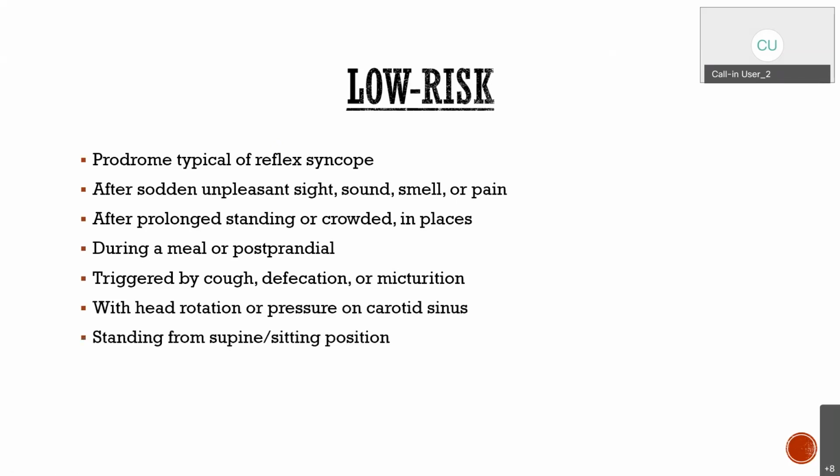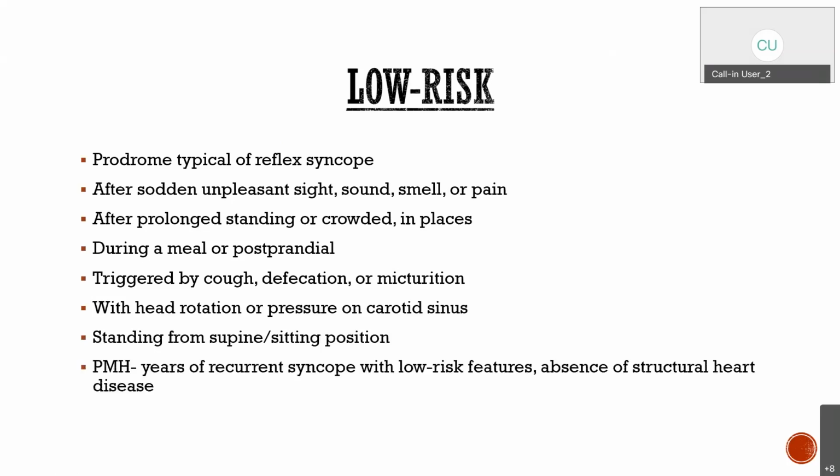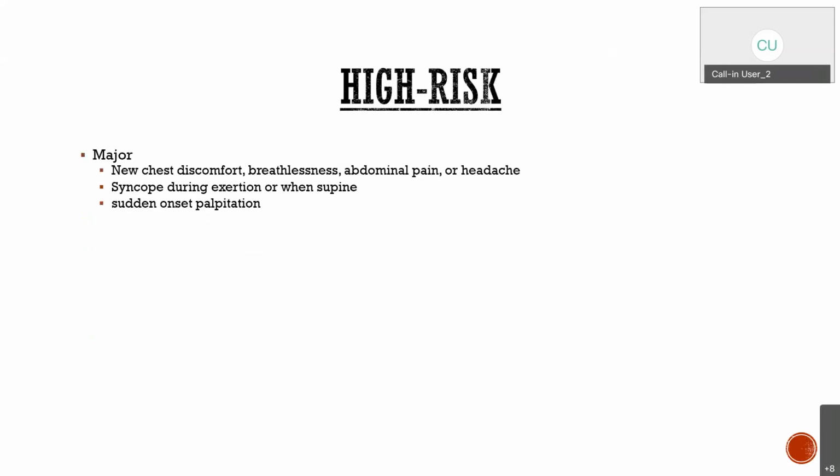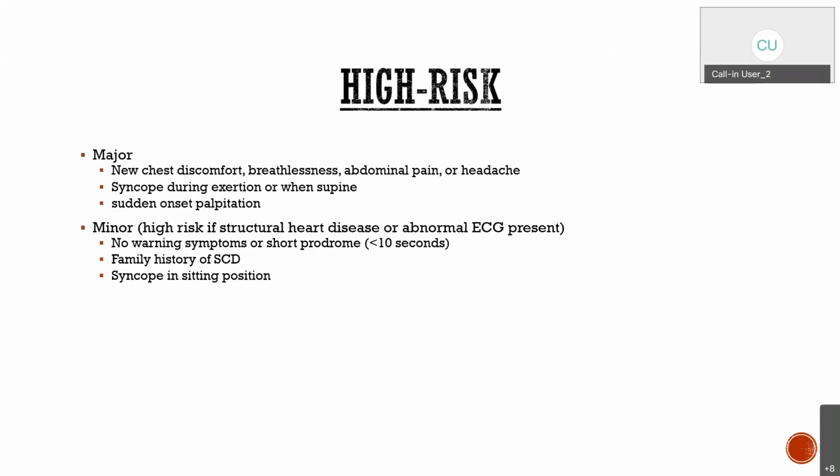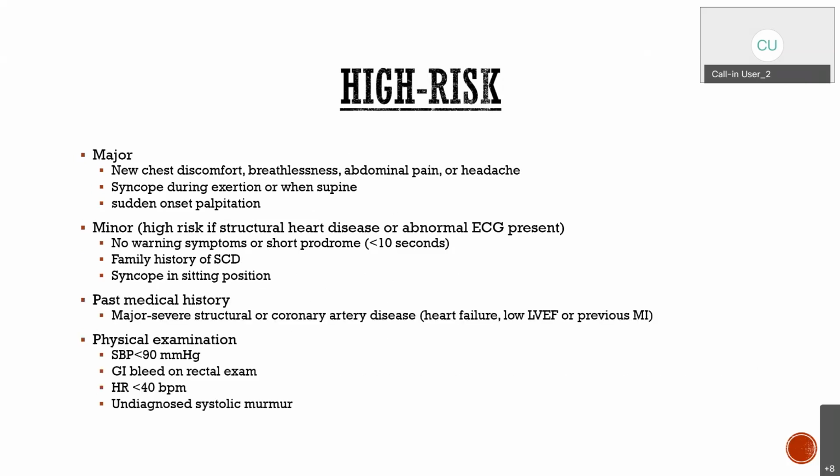High risk, on the other hand, are the people that come in with a very specific presentation. So they have new chest discomfort, they have breathlessness, they have syncope with exertion, and they have palpitations or chest pain, as we talked about. The other thing is having a history of structural disease. So if someone has these minor criteria of structural problems in the heart or abnormal rhythm problems in the past, and then they have chest pain, you might be more concerned. And these are people that you essentially want to admit.